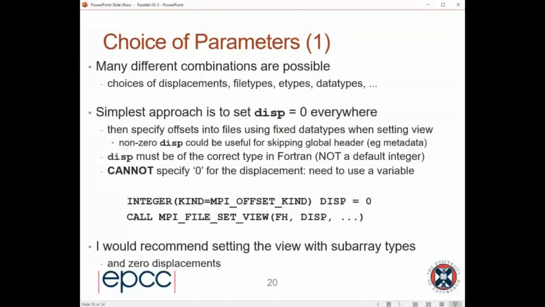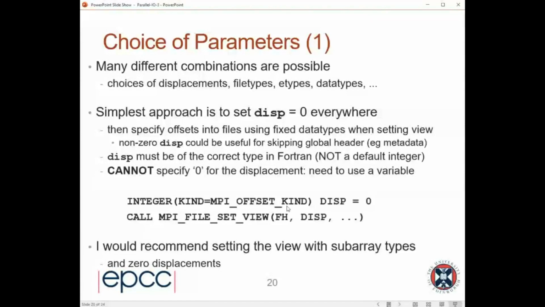However, if you use subarrays, if you're familiar with the way that subarrays work, the subarray includes the leading gap. So if you use subarrays, every process specifies a slightly different subarray and uses a zero displacement. So there are lots of possibilities, but if you want to do this kind of pattern in MPI-IO, I would recommend setting the view with subarray types and setting displacement equals 0.